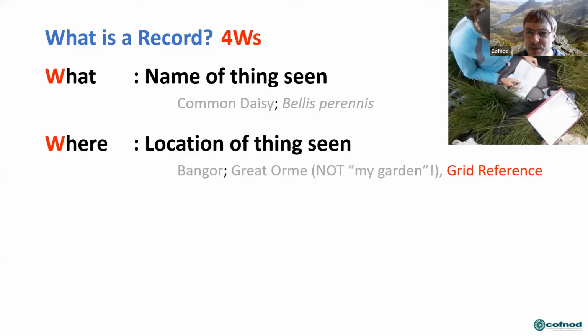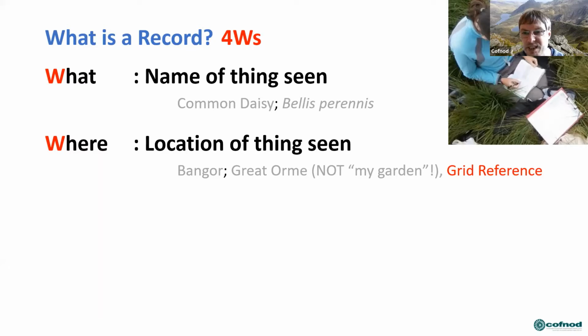The where is very important: state where you've actually seen these things. It's nice to give a good geographical location, so things like a town name, or a geographical feature like the Great Orme's Head. But don't use very particular terms like "my garden", because that's a fairly meaningless term when somebody else is looking at it. It might mean a lot to you as a recorder, but to somebody looking at your record, it's not particularly helpful. So think about that when you're applying a site name to a record.